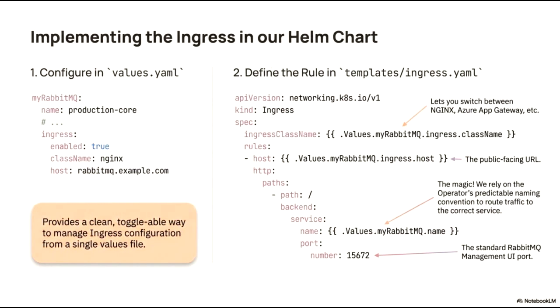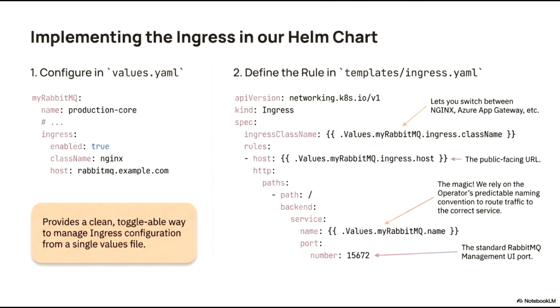To implement the ingress in our Helm chart, we start by configuring the necessary parameters in the values.yaml file. This approach provides a clean and toggleable method to manage ingress configurations from a single location. As shown here, we define whether the ingress is enabled, specify the class name, and set the public-facing host URL.